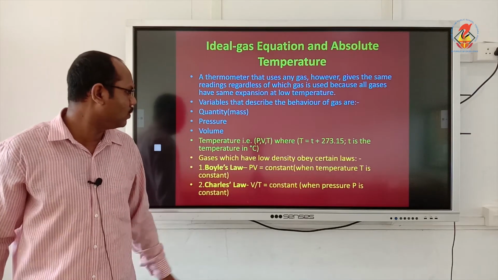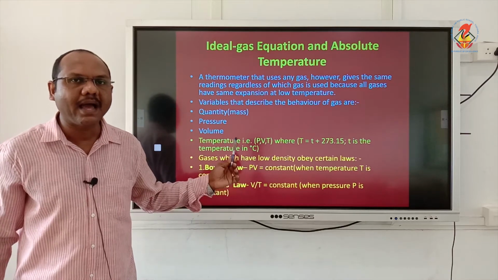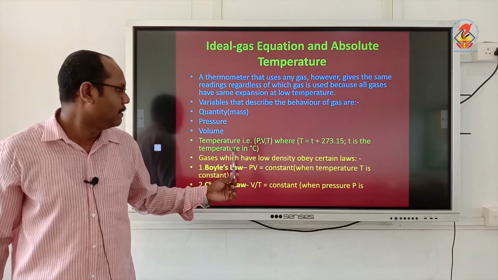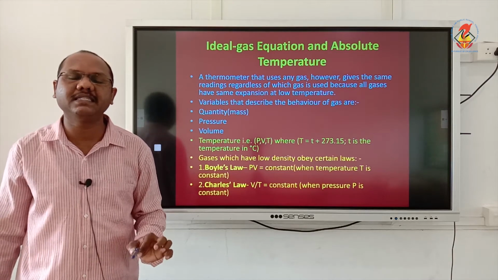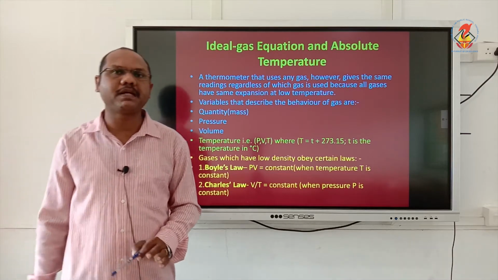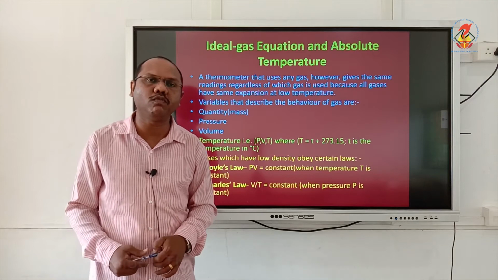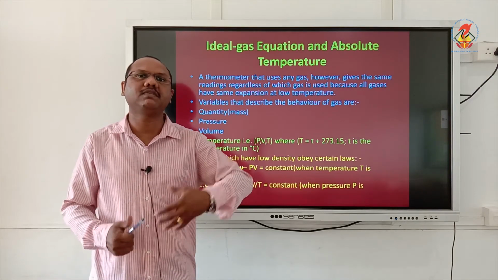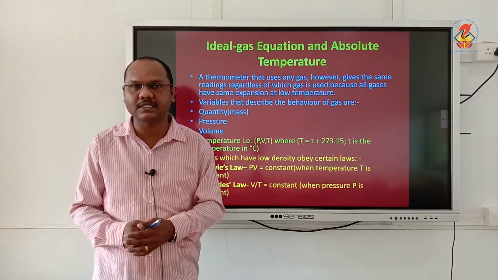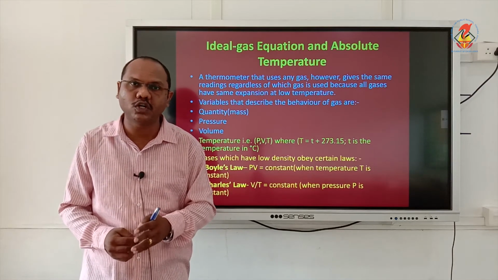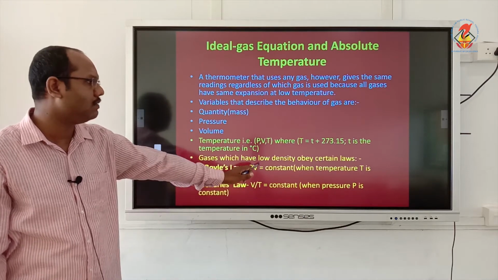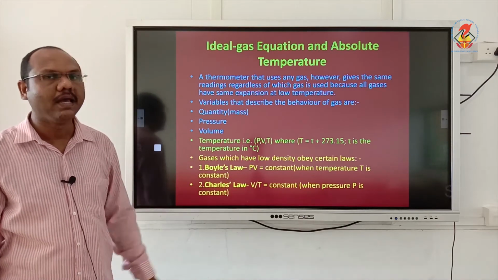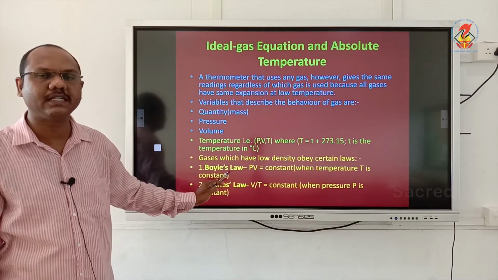So the first law is Boyle's law, and Boyle's law tells that when pressure increases, the volume of the gas decreases. That means pressure is inversely proportional to volume. So P proportional to 1 by V, or I can say PV is equal to constant. This happens at constant temperature only.